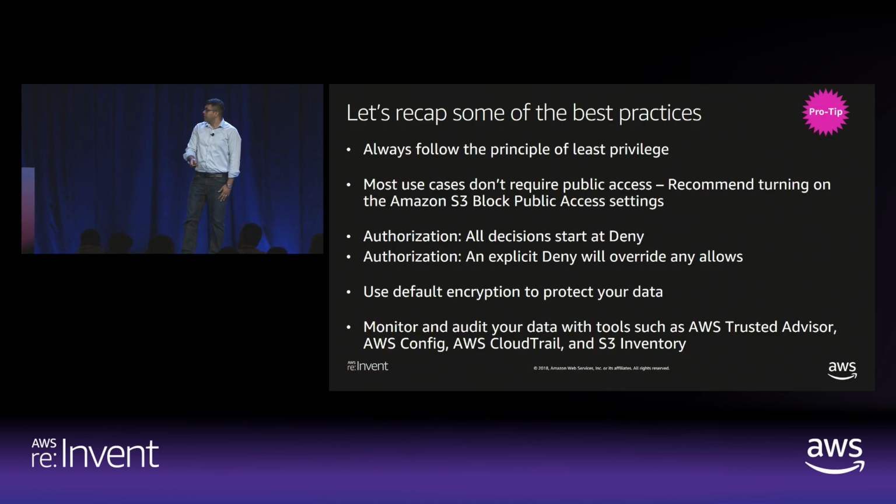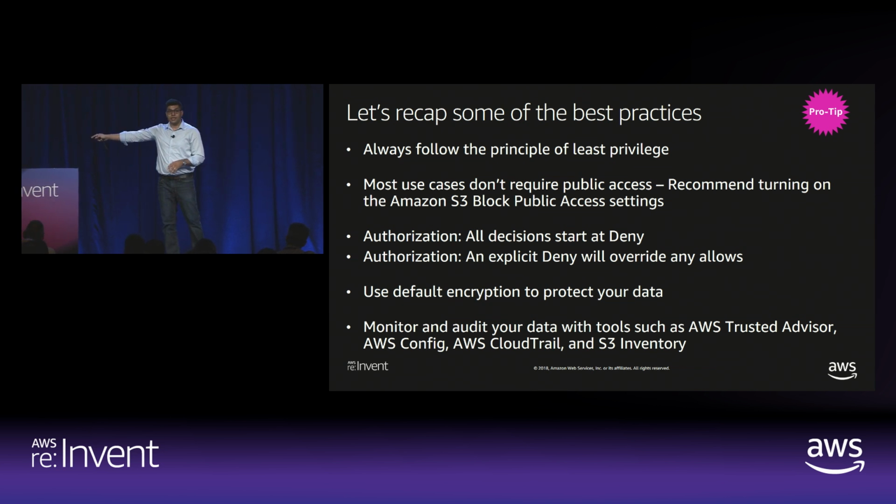A few things that we rehashed today, some of the best practices or pro tips that we discussed. Please follow the principle of least privilege, have granular controls, and don't open up access. Most of your use cases will not require public access, so we recommend turning on the S3 block public access. Within authorization, all decisions start with a deny, and then an explicit deny will override allows. Use default encryption to protect your data further, and then you have different monitoring tools to monitor and audit your data.